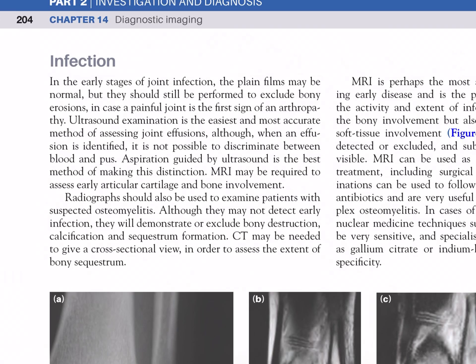MRI may be required to assess early articular cartilage and bone involvement. Radiographs should also be used to examine patients with suspected osteomyelitis. Although they may not detect early infection, they will demonstrate or exclude bone destruction, calcification and sequestrum formation. CT may be needed to give a cross-sectional view in order to assess the extent of bony sequestrum.